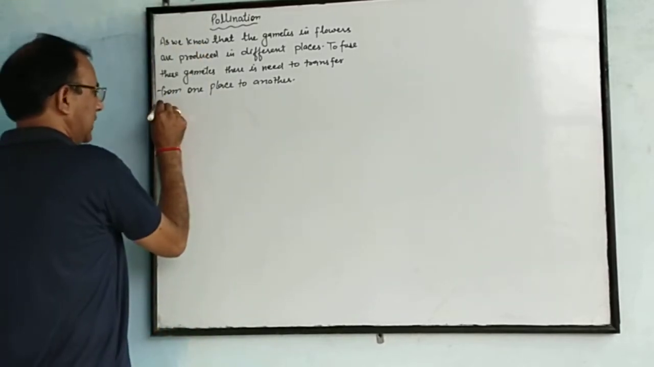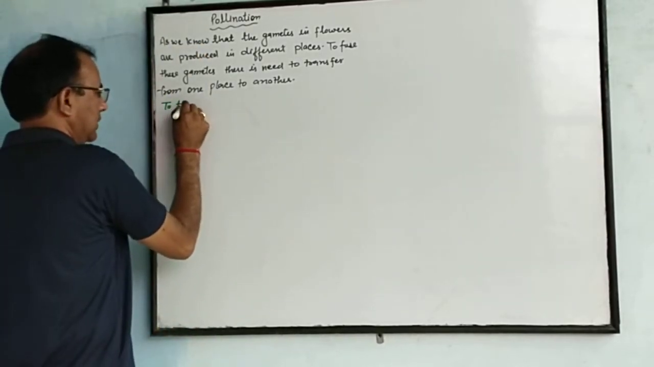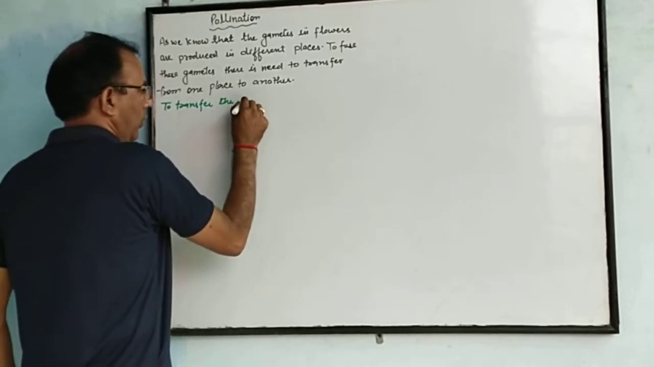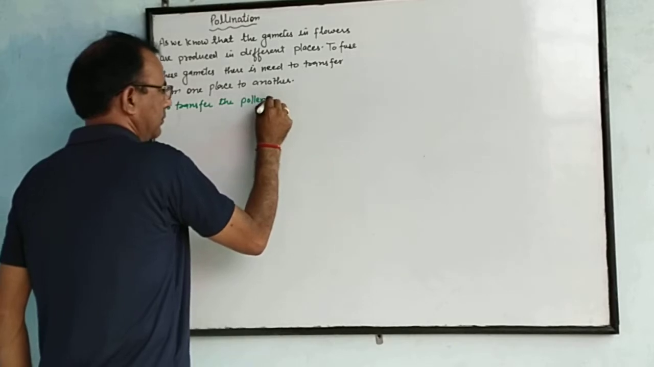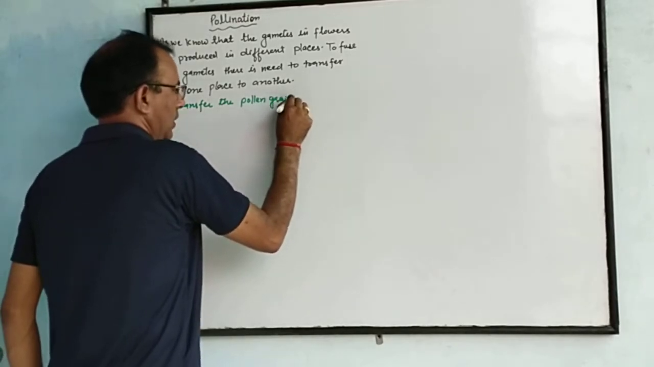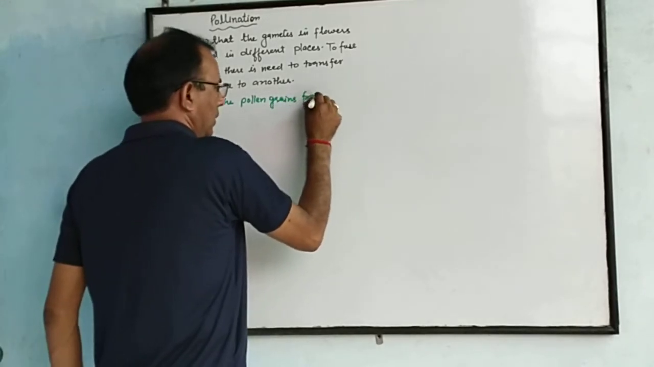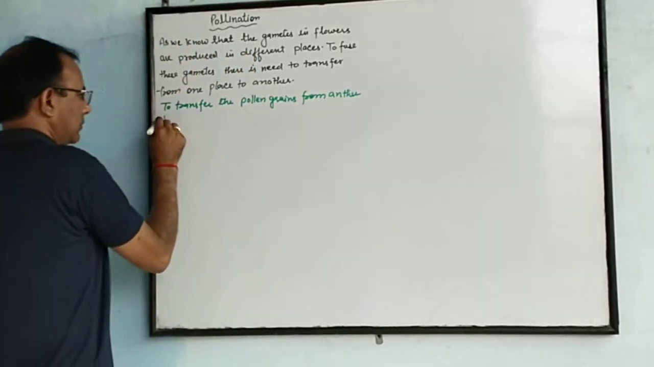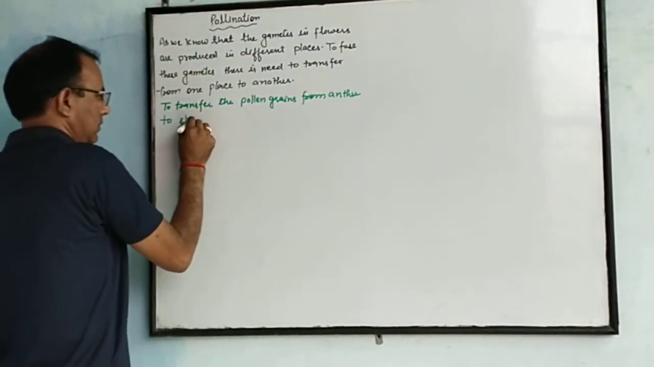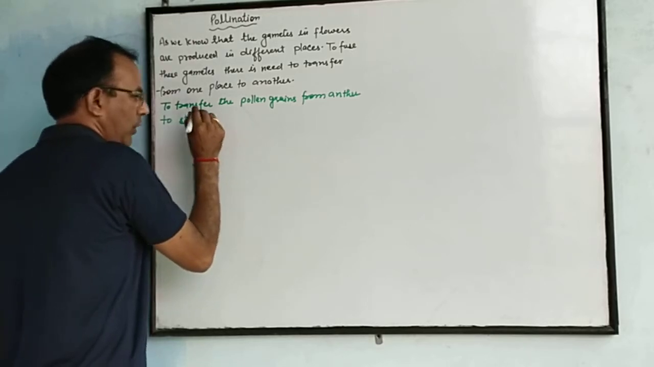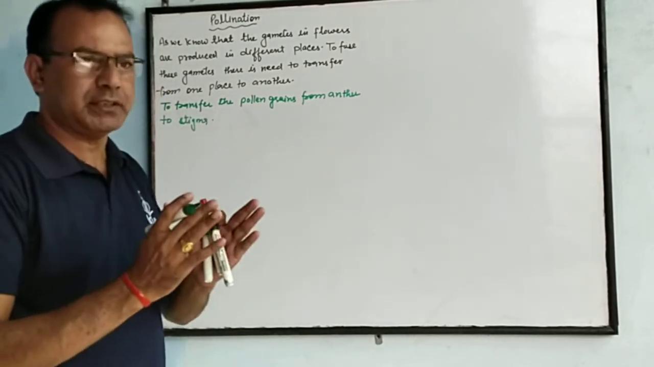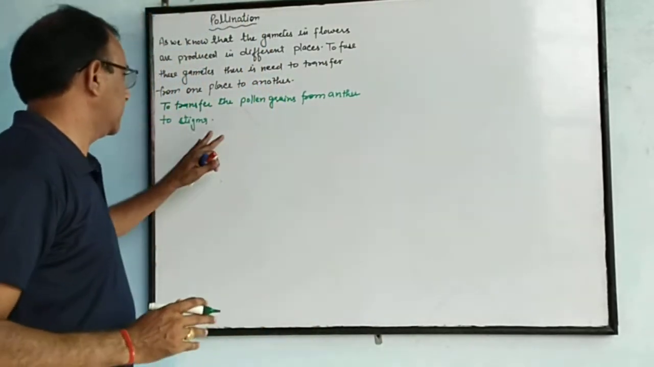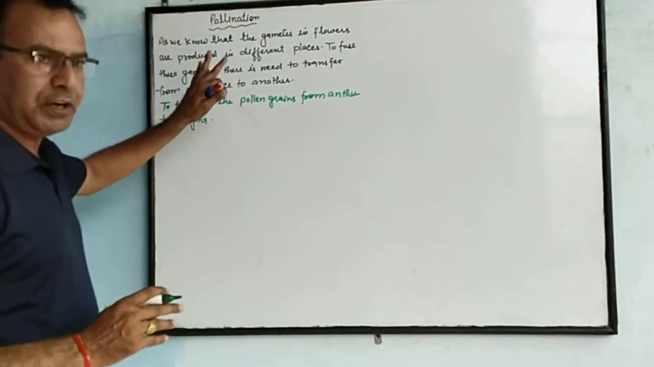Or you can say that to transfer the pollen grains from anther to stigma is called pollination. To transfer the gametes means the male gamete from the anther to the stigma. This transfer is known as pollination.